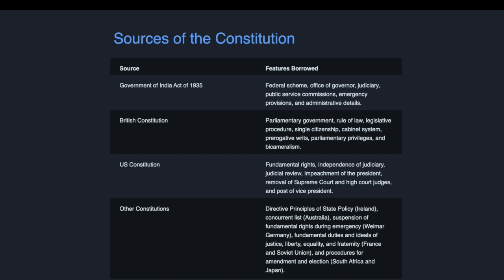From other constitutions, like Directive Principles of State Policy from Ireland, Concurrent List from Australia, suspension of Fundamental Rights during Emergency from Weimar Germany constitution, fundamental duties and ideals of justice, liberty, equality, and fraternity from France and Soviet Union, and procedure for amendment and election, from South Africa and Japan, which are not that important.